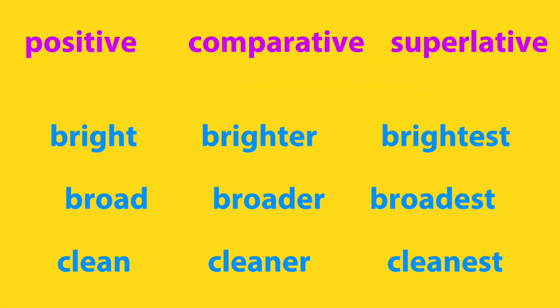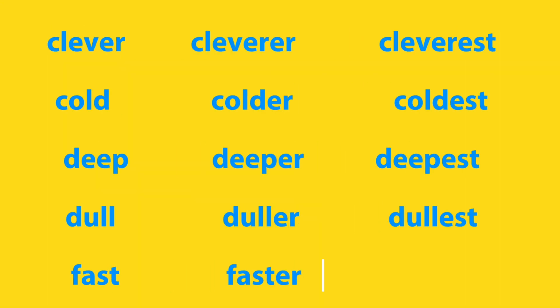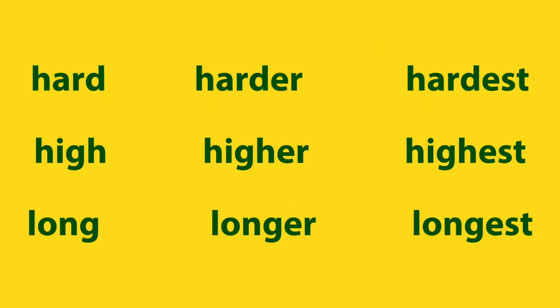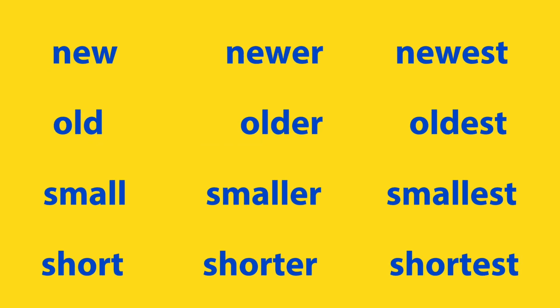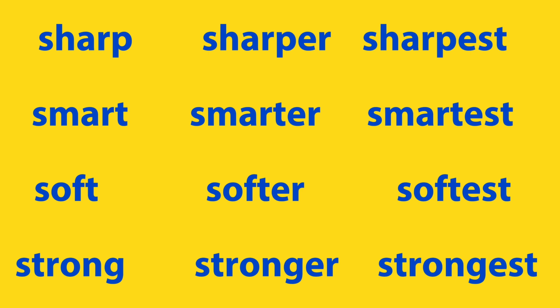Positive, comparative, superlative: bright, brighter, brightest; broad, broader, broadest; clean, cleaner, cleanest; clever, cleverer, cleverest; cold, colder, coldest; deep, deeper, deepest; dull, duller, dullest; fast, faster, fastest; hard, harder, hardest; high, higher, highest; long, longer, longest; new, newer, newest; old, older, oldest; small, smaller, smallest; short, shorter, shortest; sharp, sharper, sharpest; smart, smarter, smartest; soft, softer, softest; strong, stronger.